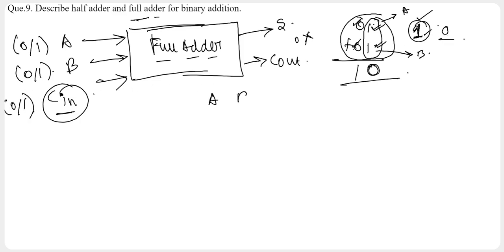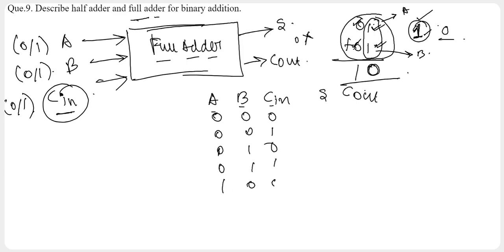So let us write the truth table for the full adder. Okay. So A can be 0, B can be 0, Cin can be 0. We will just write the combinations for the 3 bits of A, B and Cin. So the combinations are 000, 001, 010, 011, 100, 101, 110 and 111. Okay. Now 000, if we add them together, we will get a sum of 0 and a carry out of 0. Now 0 plus 0 is 0 and 0 plus 1 will be 1.